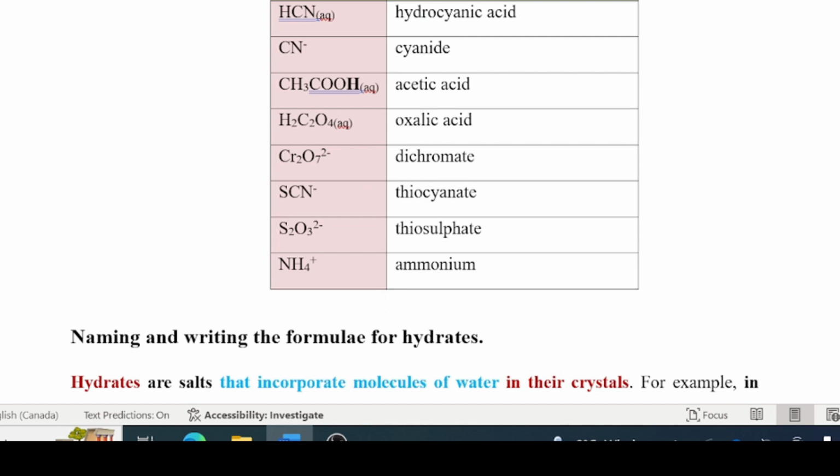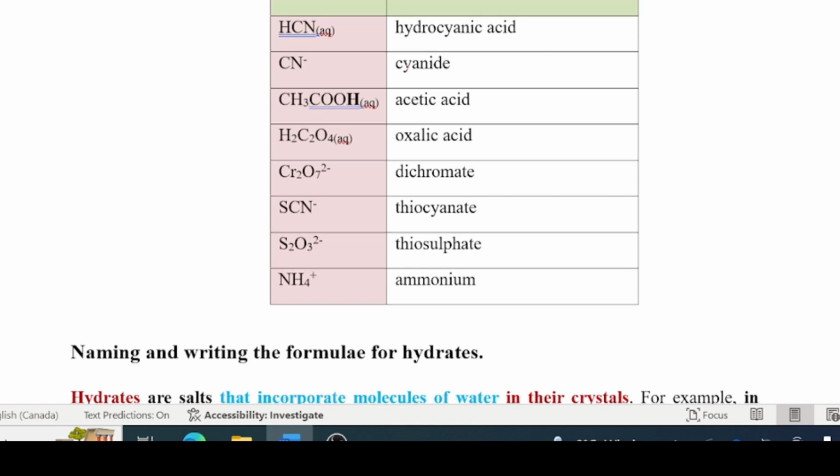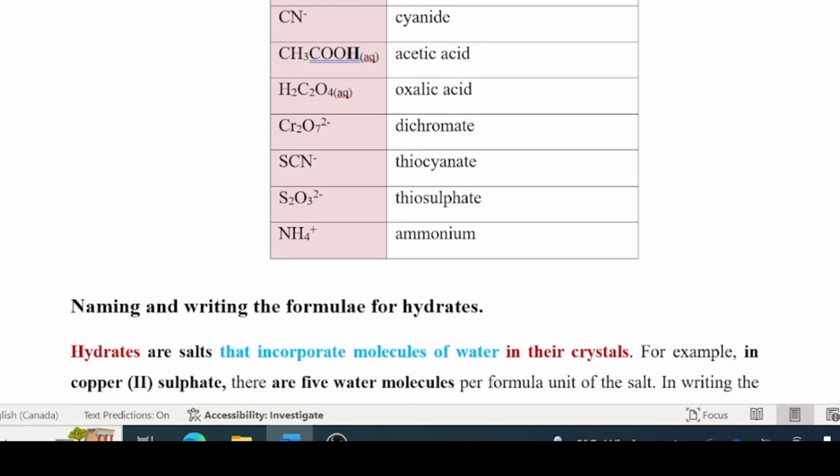This has become hydrocyanic acid here, cyanide radical, acetic acid, oxalic acid, dichromate, thiocyanate radical, thiosulfate. There are some unusual ones, and it's not a usual way of writing them, so I depend on you to learn these in discrete ways, okay?